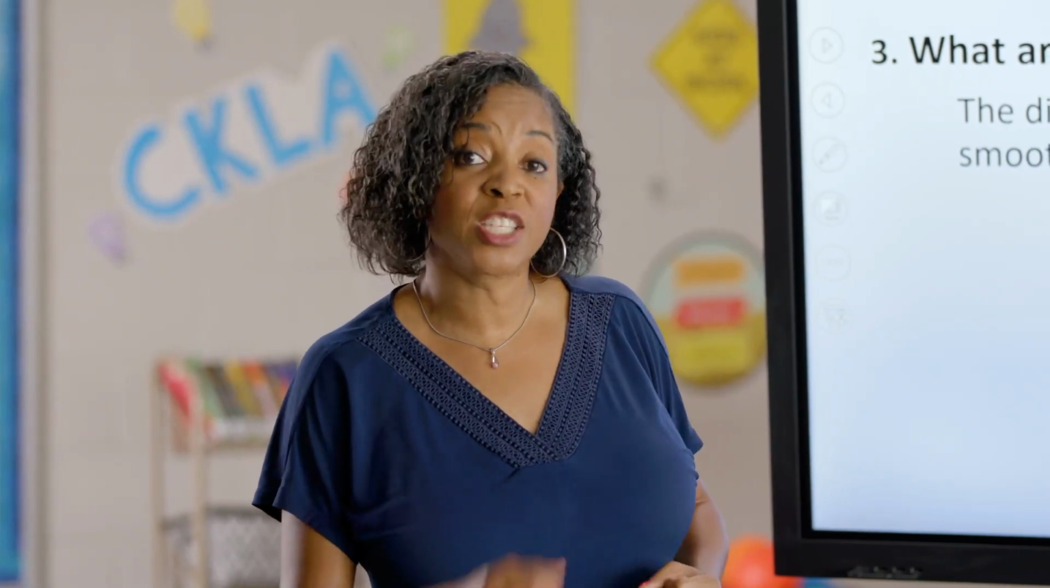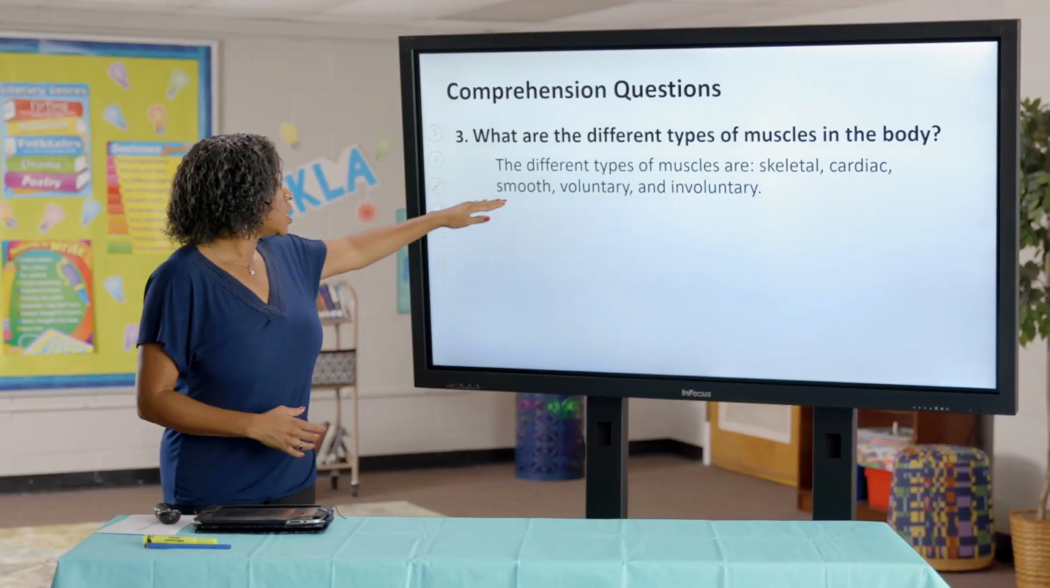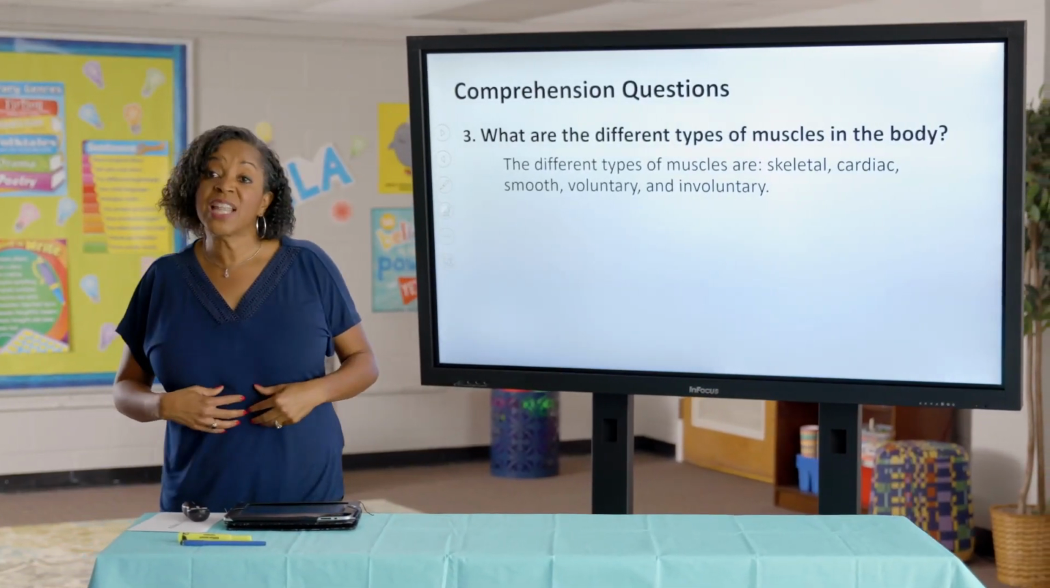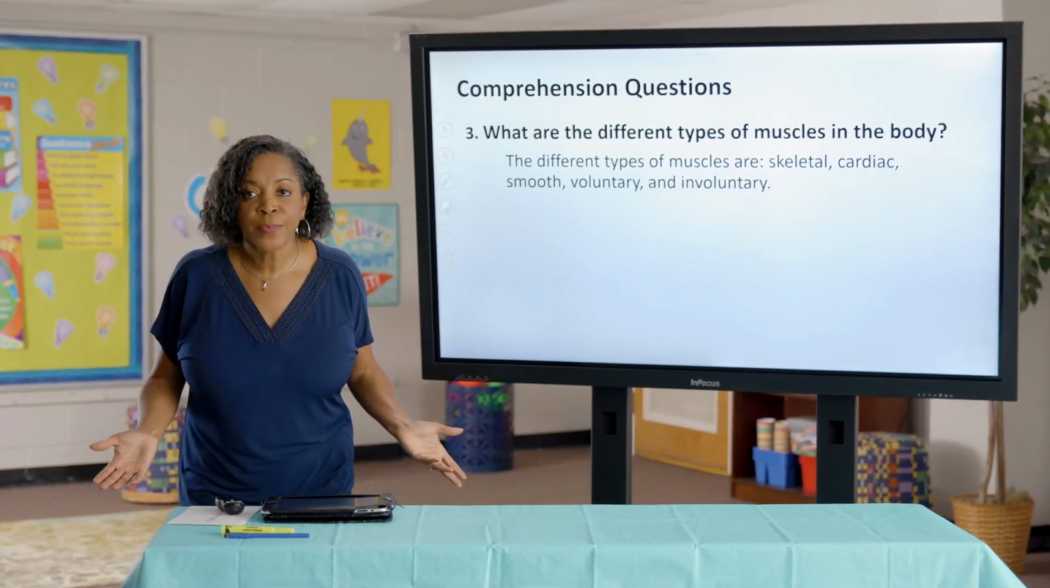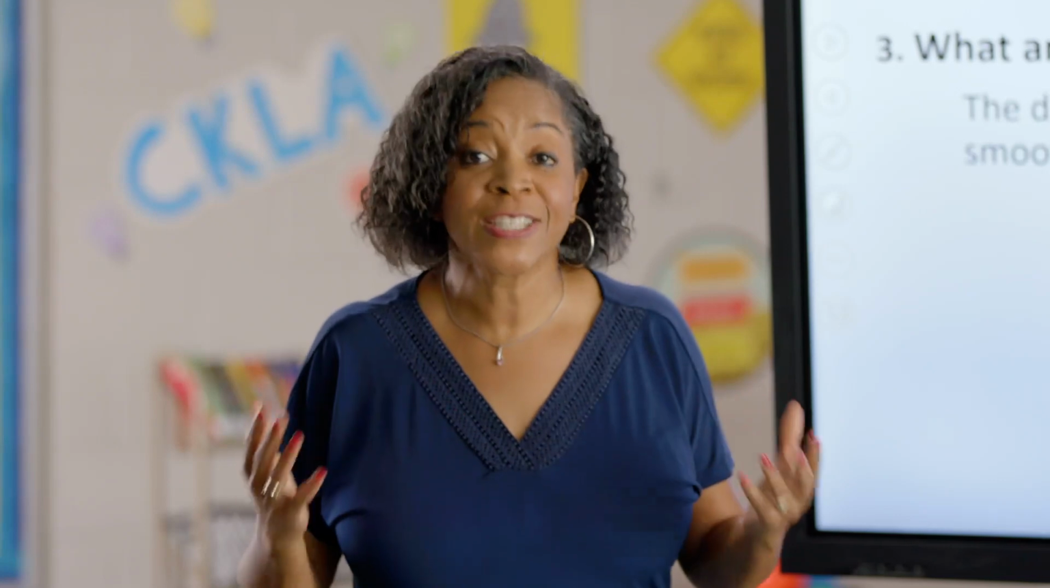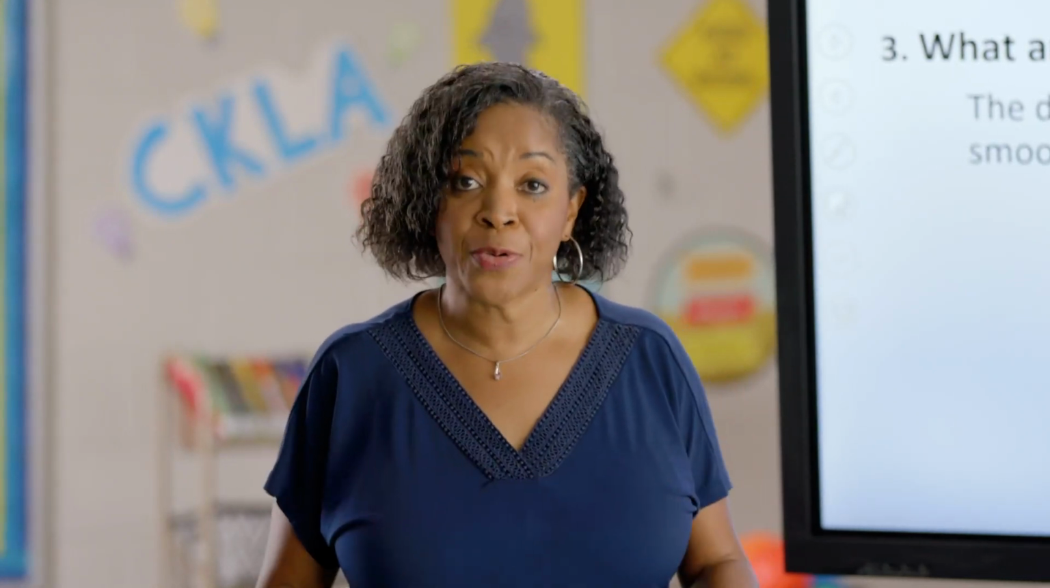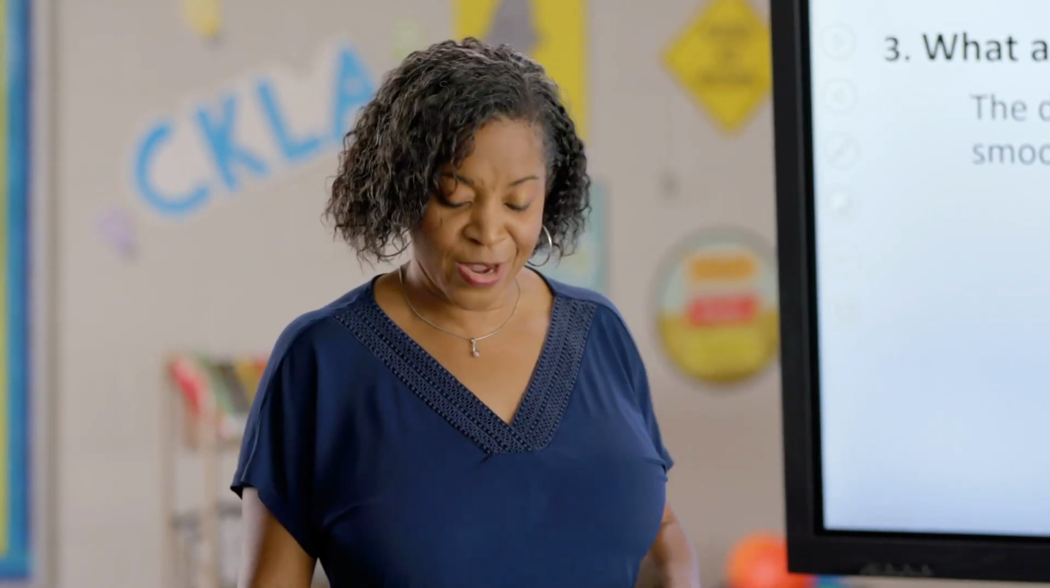Remember, cardiac is your heart. The smooth muscles, the example was the lining of your stomach and your blood vessels. We don't decide when our stomach is going to work. It is always churning and moving. So that's involuntary.